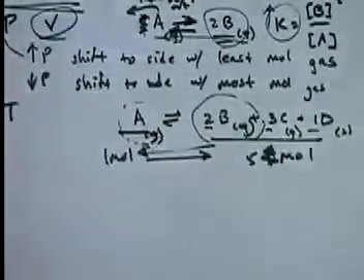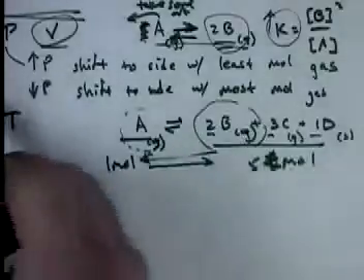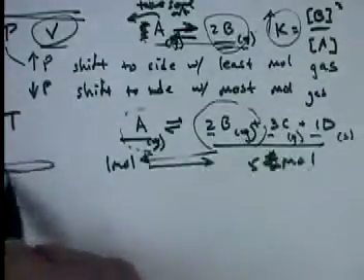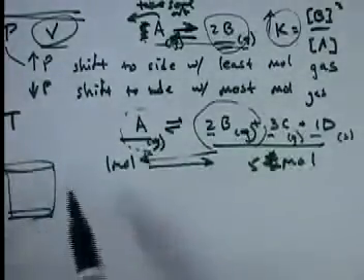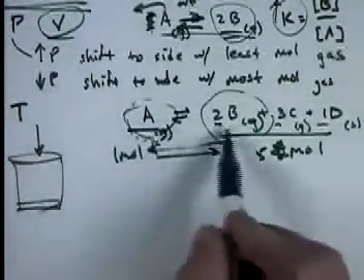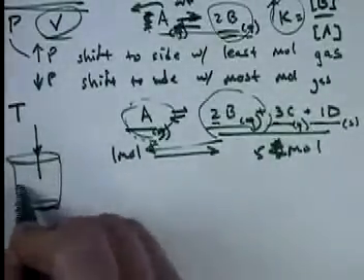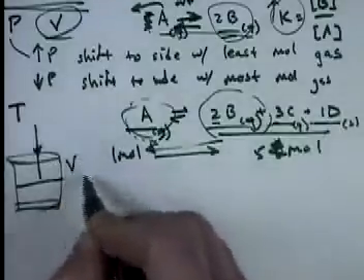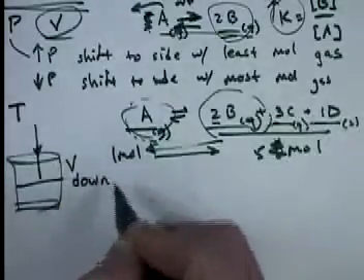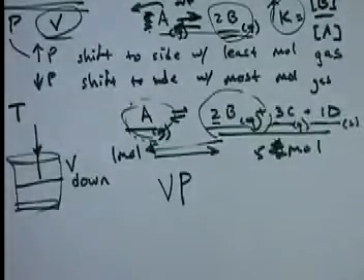So the question could also be asked, what happens if you change the volume of a system? Let's say, for instance, we had a container. I'll just draw it as a cylinder right here. And we've got A inside of there, and some B and C and D, just like we've got in this reaction. And we decrease the volume of the container. So the volume went down. Well, if you remember, volume and pressure are inversely proportional to one another as long as temperature and number of moles of gas are held constant.